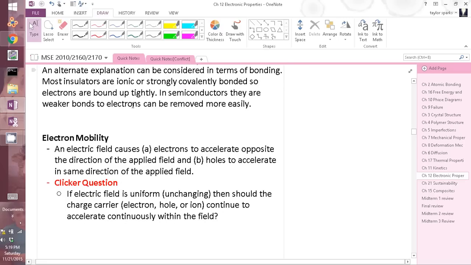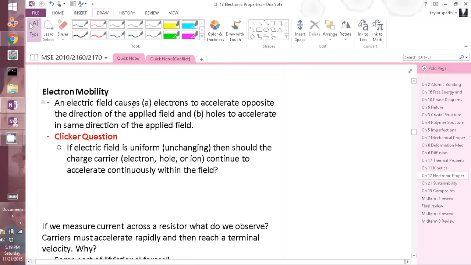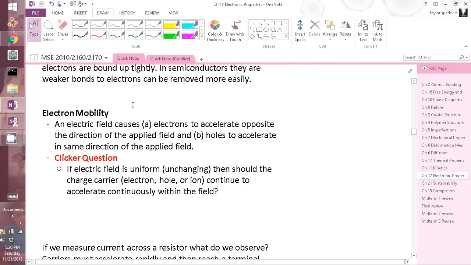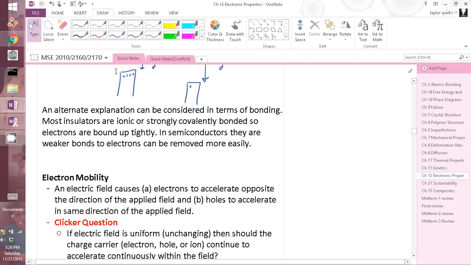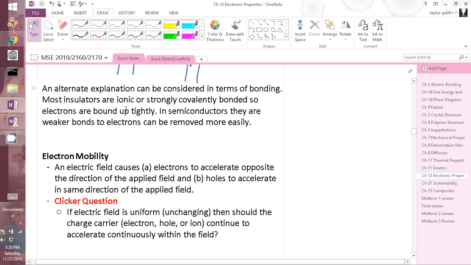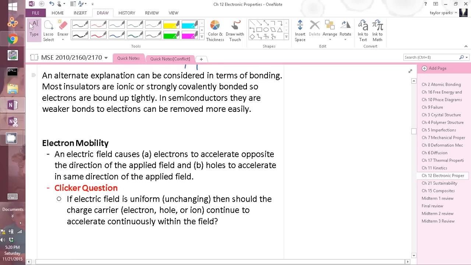Okay? So let's talk about electron mobility before we move on. The reason we need to introduce this is to answer a puzzling question. The question is as follows. If we have an electric field, we know from physics 2, or even physics 1, that if you have an electric field pointing this way, and you have a charged particle like an electron, it gets moved that way.